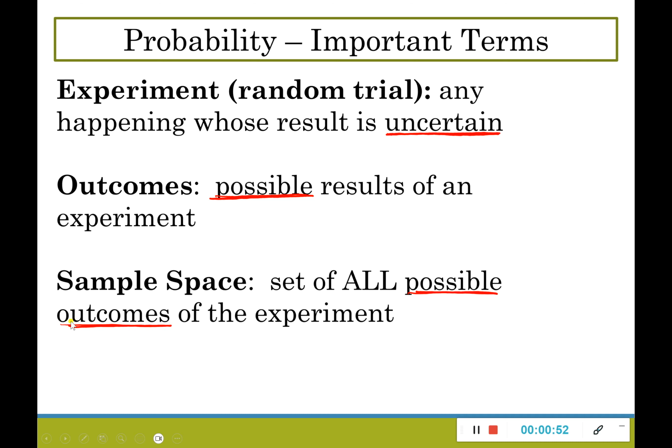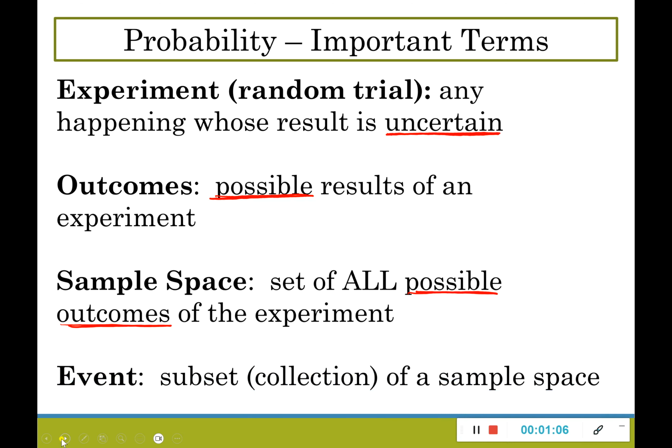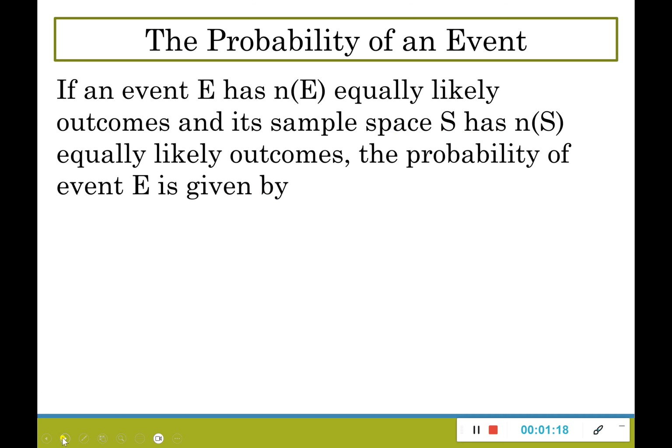So if you're flipping a coin, an outcome could be heads, another outcome could be tails. Those are independent outcomes. And then the sample space would be heads and also tails, okay? And the last one that we have for this slide is an event. An event is a subset, which is just a collection of a specific sample space, okay? So it's what you're trying to get for whatever probability you're trying to calculate.